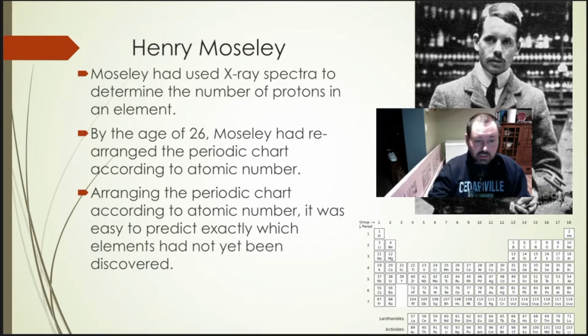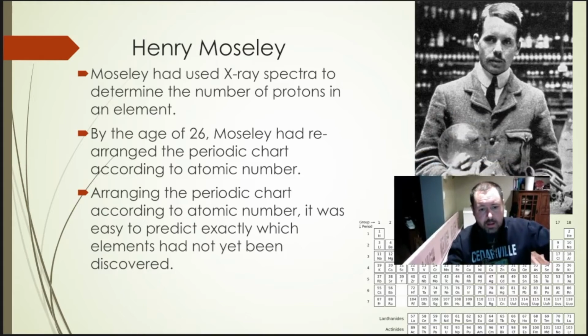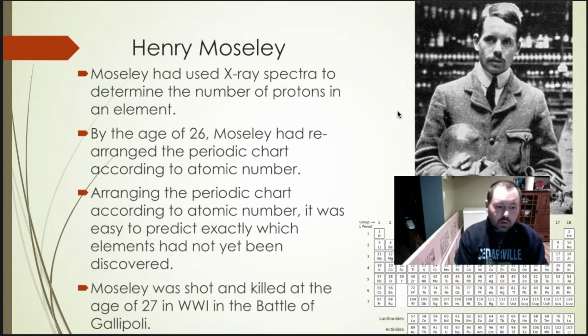This guy was genius. I mean, what was I doing by the age of 26? Certainly not discovering how to arrange the periodic chart. So after doing all this, by age 26, at a very young age, he went to war in World War I, and he was shot and he was killed in the Battle of Gallipoli. Again, that's not going to be on your test. His age is not going to be on your test.